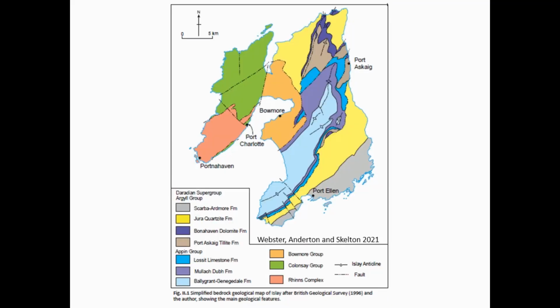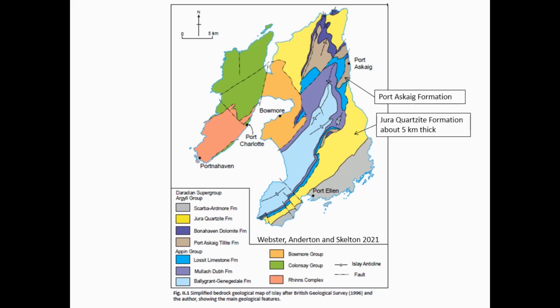Right, moving quickly on to Islay. Here we can see the Port Askaig Formation around Port Askaig in that sort of greyish colour. There are three little blobs there. This is structurally in a much more complex area. It's in the hinge of the Islay anticline. A lot of structural compression here, clearly.